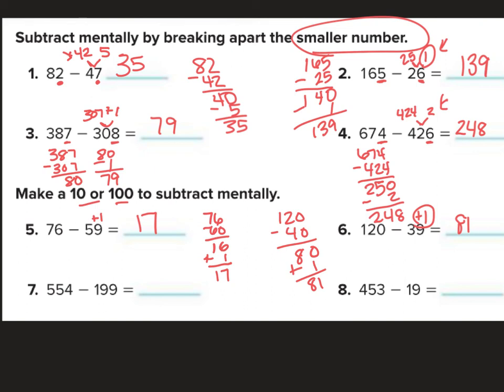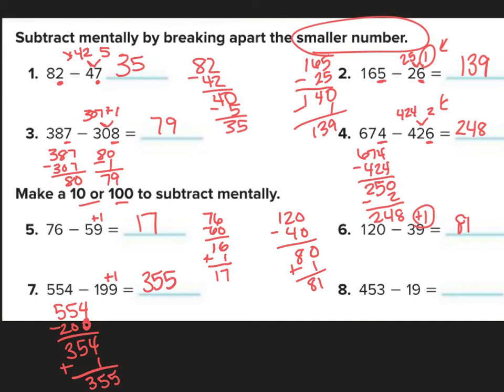Okay, next. 199 is almost 200. So I'm going to take 554 minus 200. I'm going to take away 1 too many. 100. That's 4, 5, 3. And then I need to add 1 back in because I took away too many to get 355.